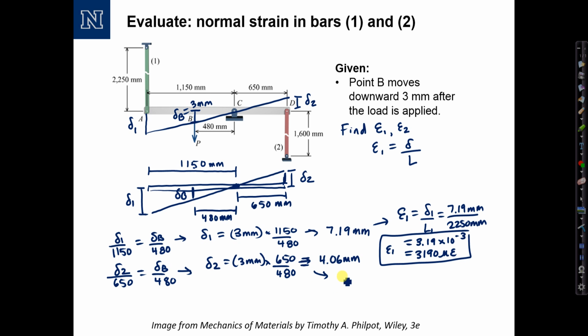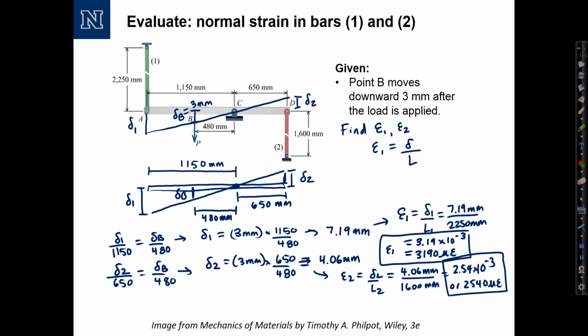Okay. Strain in bar 2, epsilon 2 equals delta 2 over L2. That's going to be 4.06 millimeters divided by the length of bar 2, which is 1600 millimeters. And that is equal to 2.54 times 10 to the minus 3, or 2540 microstrains. Either of those is an acceptable answer.